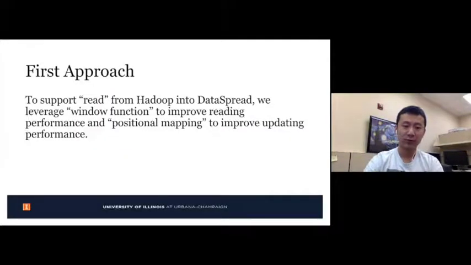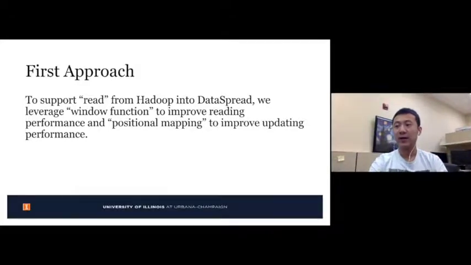And we have two approaches. First of all, to support reading from Hadoop into DataSpread, we leverage a window function to improve reading performance and positional indexing to improve uploading performance. By using the DataSpread window function, we only load data which can be presented in the current window size, so that users will not meet a huge lag when loading the data the first time. In addition, we adaptively create a partial index for Hadoop and build a new layer of type mapping to match the positional index in DataSpread, so that we can choose any lines of the Hadoop file to present.